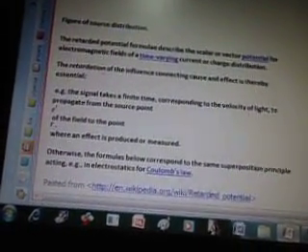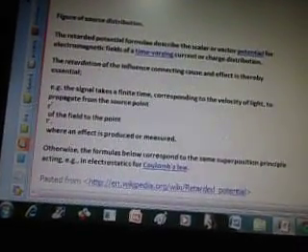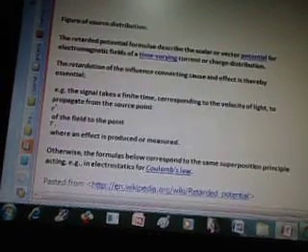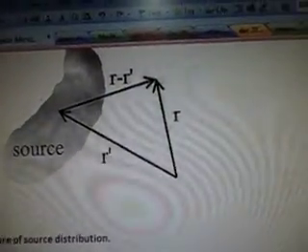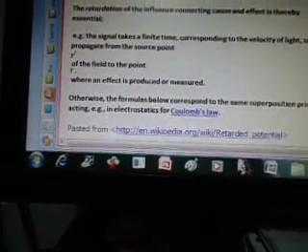For example, the signal takes a finite time corresponding to the velocity of light to propagate from the source point of r' to the field point of r, when the effect is produced or measured. So from r' to r. Otherwise, the formulas below correspond to the same superposition principle in electrostatics for Coulomb's law.